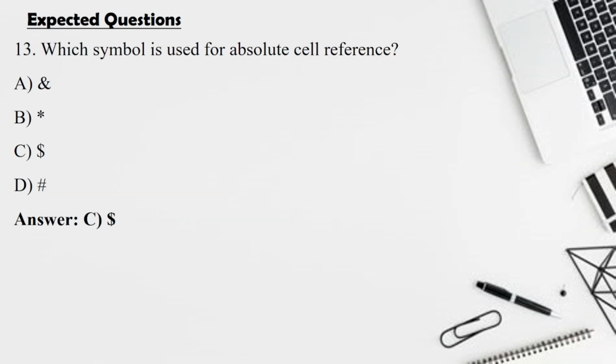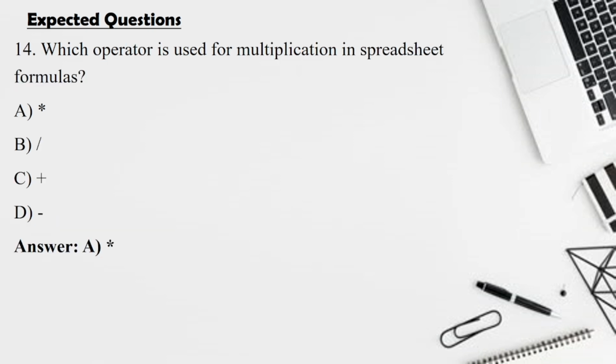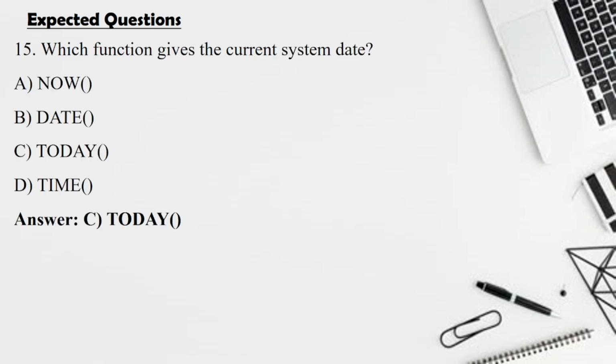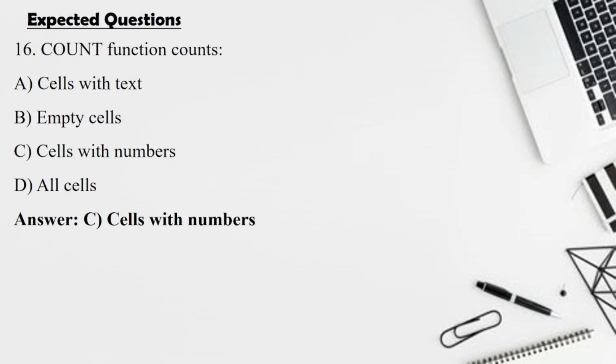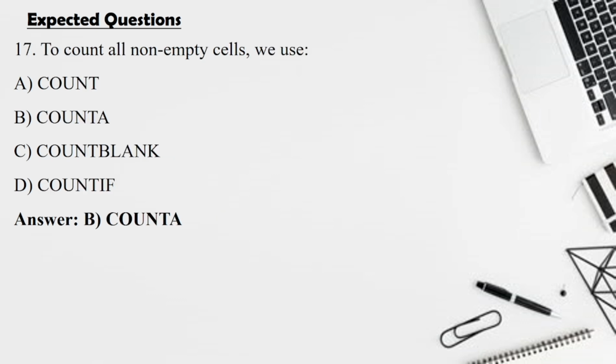Which symbol is used for absolute cell reference? Dollar symbol, C is the answer. Which operator is used for multiplication in spreadsheet formulas? A is the answer. Which function gives the current system date? Today, C is the answer. Count function counts cells with numbers, C is the answer. To count all non-empty cells we use COUNTA.